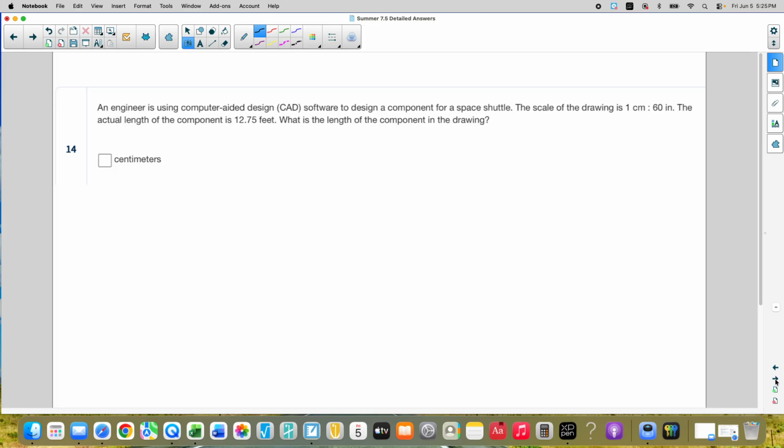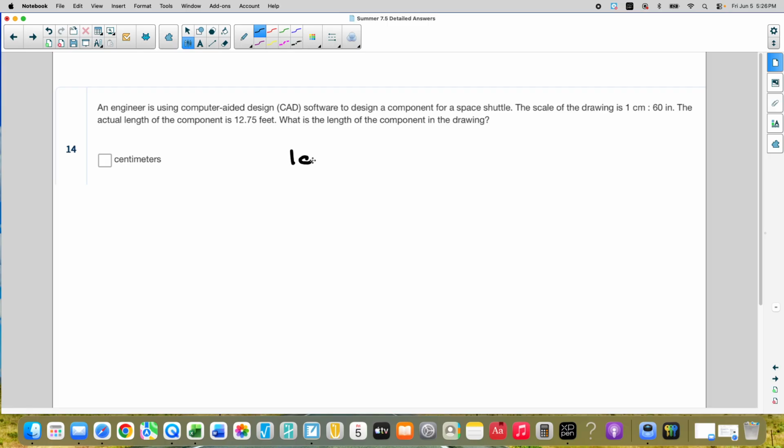An engineer is using computer-aided design, CAD software, to design a component for a space shuttle. The scale of the drawing is 1 centimeter equals 60 inches. The actual length of the component is 2.75 feet. What is the length of the component in the drawing?